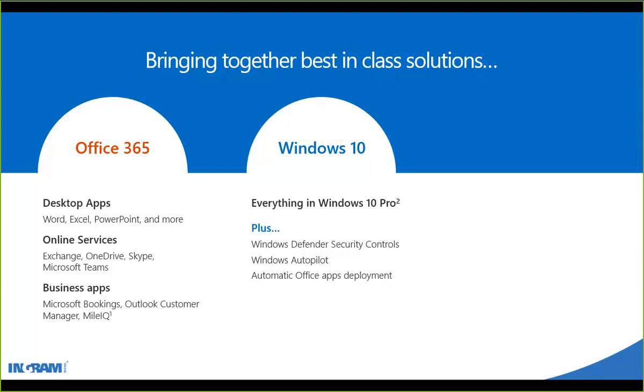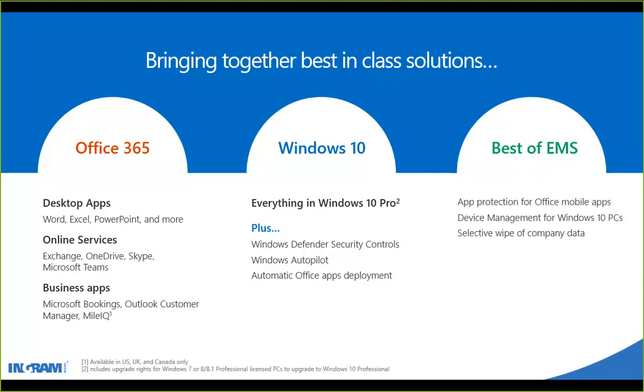Now, Windows 10 gives us really cool things now like the new Windows Defender, the Autopilot, which is the ability to roll out machines directly from the internet without any back-end, without any work with the IT department. And we've also got the ability now to roll out our applications from Office 365 directly, again, from the internet.